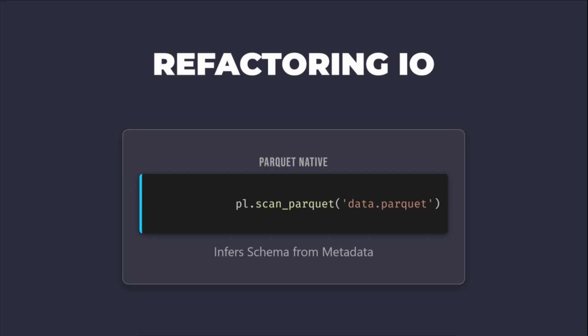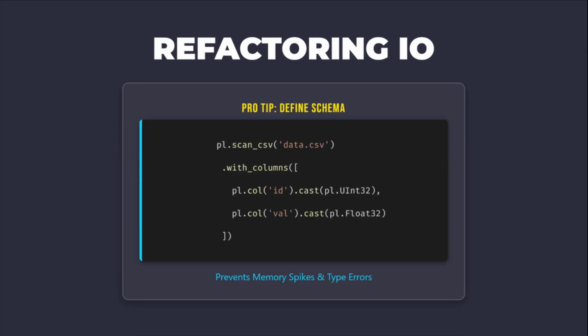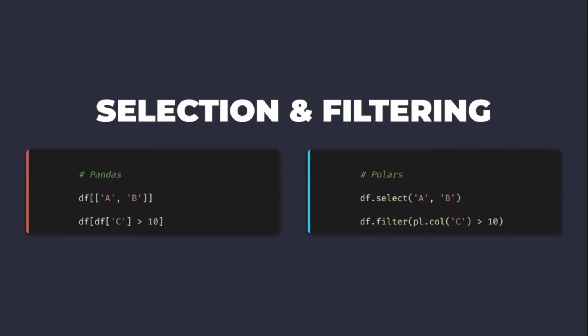When reading Parquet, Pandas requires specifying engine parameters, often defaulting to PyArrow or FastParquet. Polars natively uses Arrow, simplifying the call to pl.scan_parquet("data.parquet"). Crucially, Polars infers the schema during the scan, but does not load the data. For system analysts, defining the schema explicitly using with_columns and cast immediately after the scan prevents unexpected type coercion issues, which are common performance killers in Pandas when dealing with mixed type columns. Explicit schema definition ensures memory efficiency from the start.